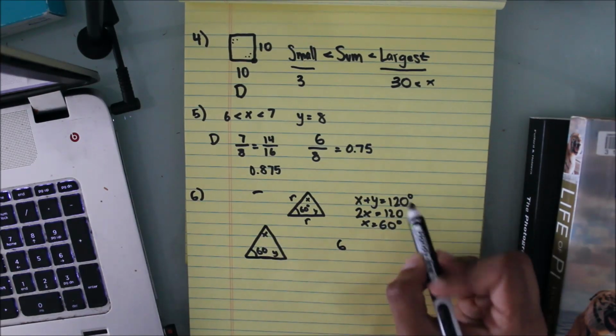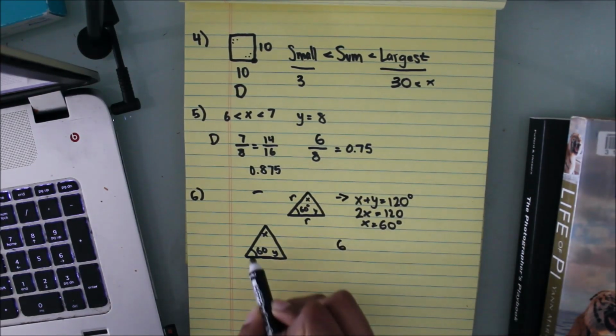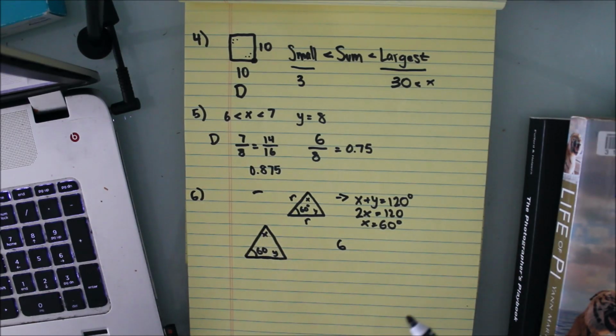So we know x plus y is going to be 120 degrees because the sum of all the angles in a triangle is 180.